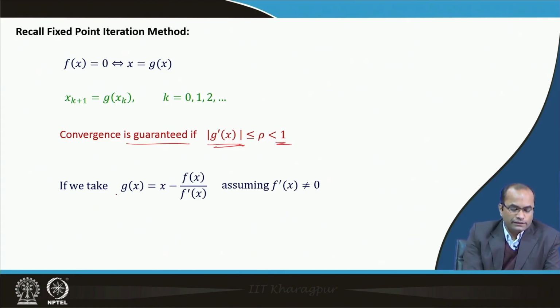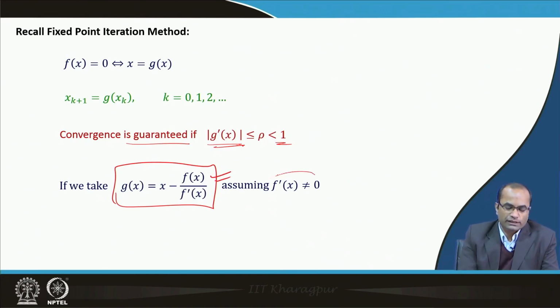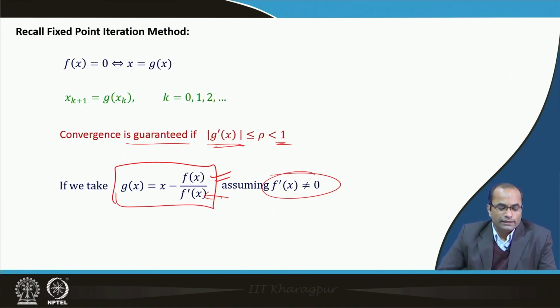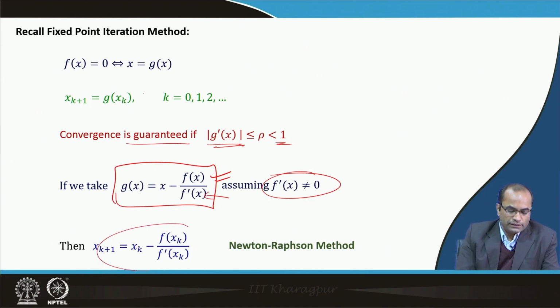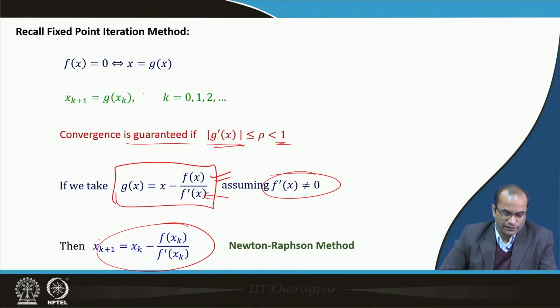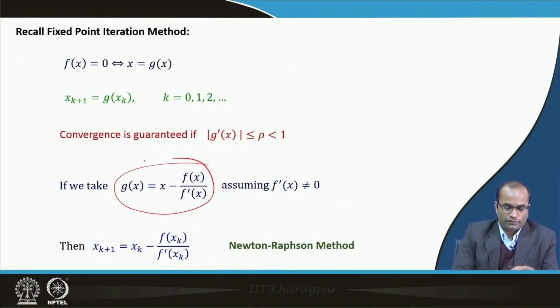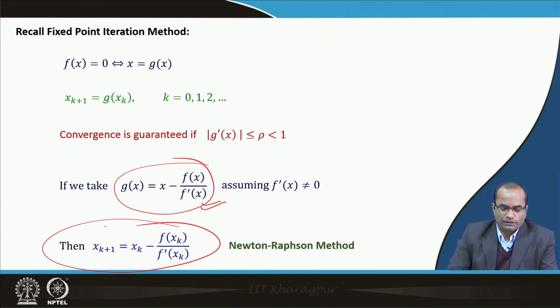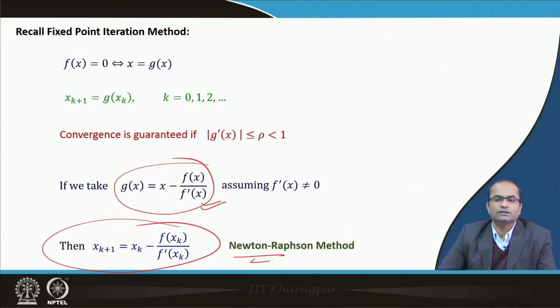And what we will see here is that if we take g(x) = x minus f(x) over f'(x), assuming that f'(x) is never 0, in that case this fixed point iteration method becomes the Newton-Raphson method. So, in a more general setting, the Newton-Raphson method is a special case of the fixed point iteration method, which we can observe just by fixing this g(x) as x minus f(x) over f'(x). So, this is a special case.